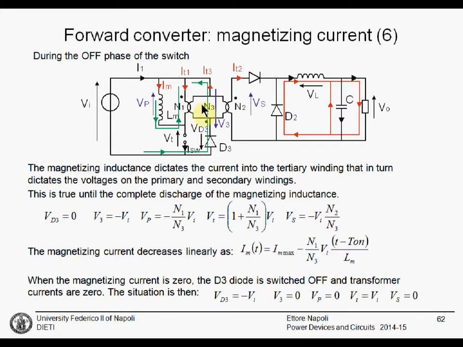And we can calculate the voltages in this third condition, that is the off phase with 0 magnetizing current. Now there is no voltage here. VD3 is equal to minus Vi. V3 is equal to 0. Vp is equal to 0. Vs is equal to 0. And the transistor voltage is just Vi.